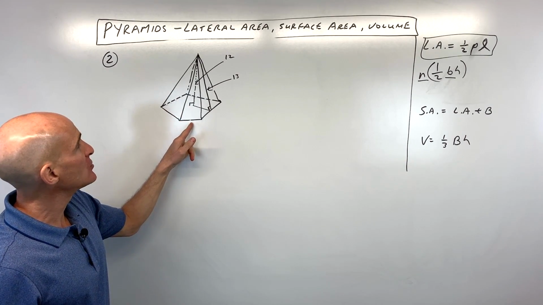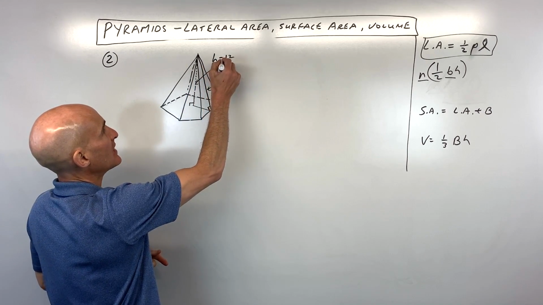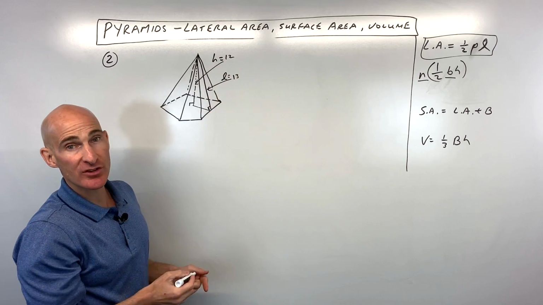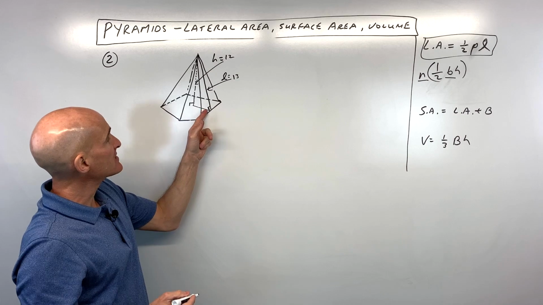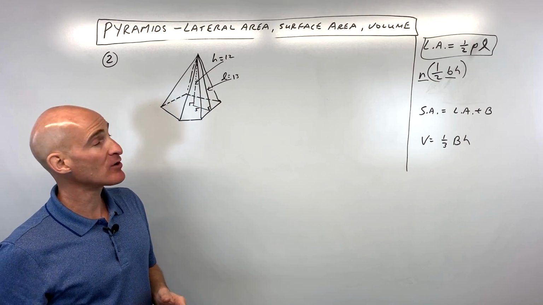But the first thing I would do here is recognize that they're giving us the overall height, which is h. They're giving us the slant height, which is our L, which is 13. And if we do our Pythagorean theorem, we can find out what this length is right here, and that's going to be 5. It's a 5, 12, 13 Pythagorean triple.